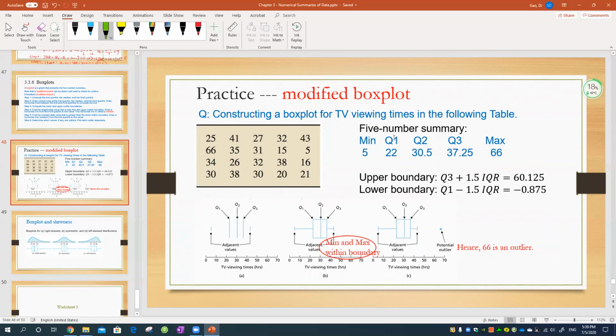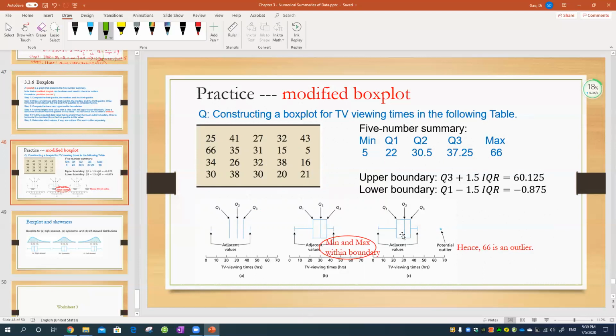To draw this modified box plot, we also need the upper boundary and lower boundary for the outlier. So we have Q3 plus 1.5 IQR, which is 60.125. We have the lower boundary, which is Q1 minus 1.5 IQR, and that equals negative 0.875. So this is the interval to identify any potential outlier.